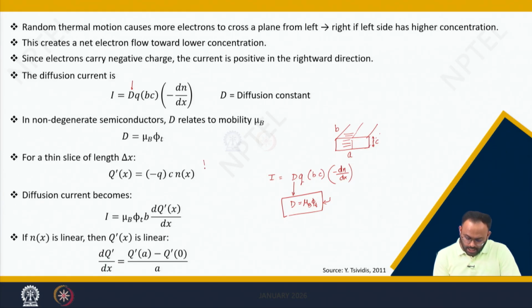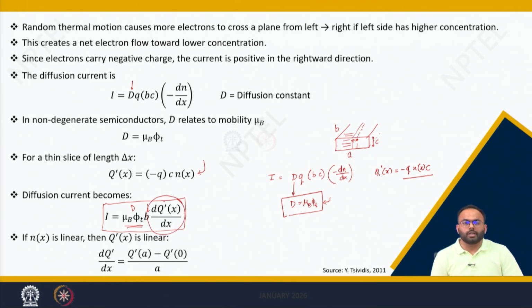We can simply write the charge per unit area, if we assume a small strip of delta x, as minus q times n x into c, like what we have done in our analysis of drift. So all in all, the overall current equation can be given by mu b into phi t, which is nothing but the diffusion constant, b into dq dash by dx. It means the current of the diffusion depends upon the gradient of charge.